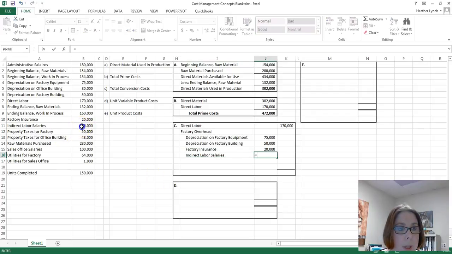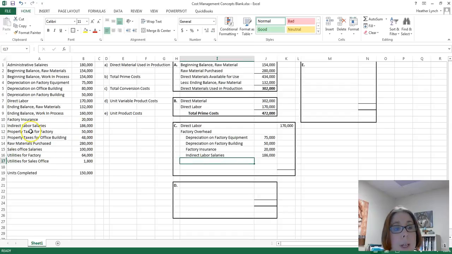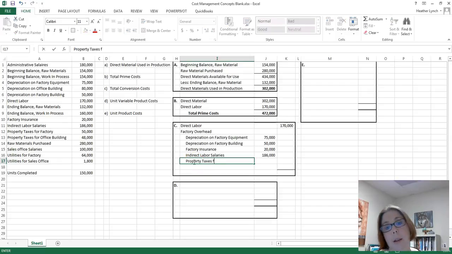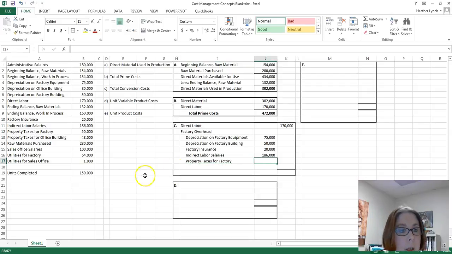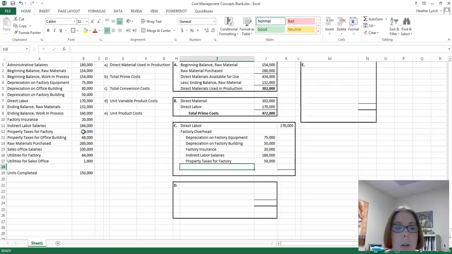Okay, let's put that over there. Property taxes for factory. What do you think? Yeah, you're right, because it had the word factory in it. Property taxes for factory. So that is $50,000.